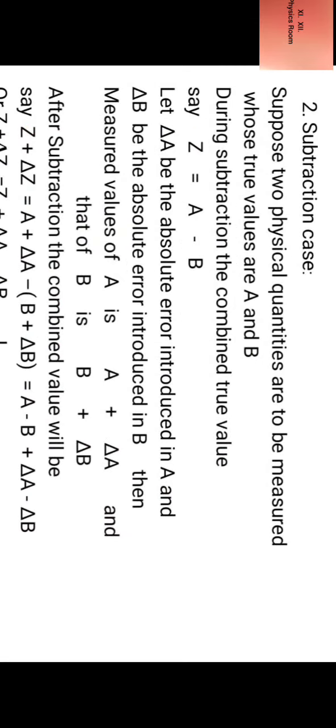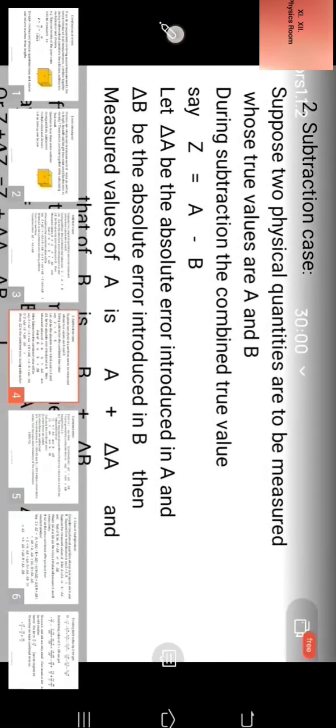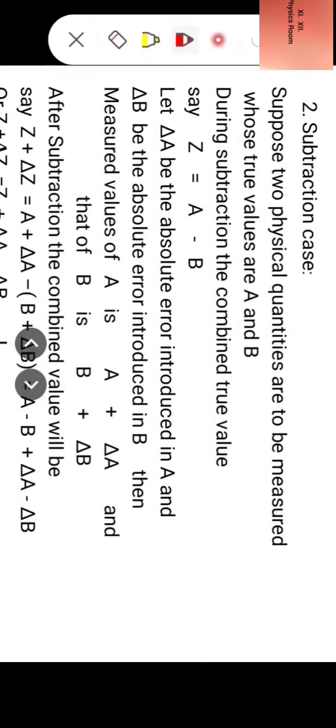Let us take up case of subtraction. Suppose two physical quantities are to be measured whose true values are A and B. During subtraction, the combined true value, say Z, is equal to A minus B. Let delta A be the absolute error introduced in A and delta B be the absolute error introduced in B. Then measured value of A is A plus delta A and that of B is B plus delta B.